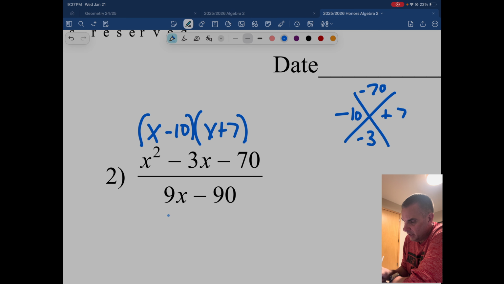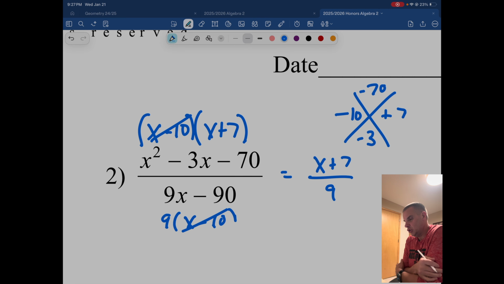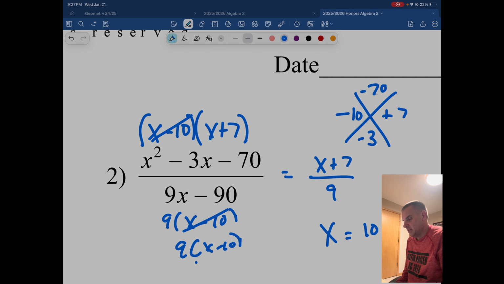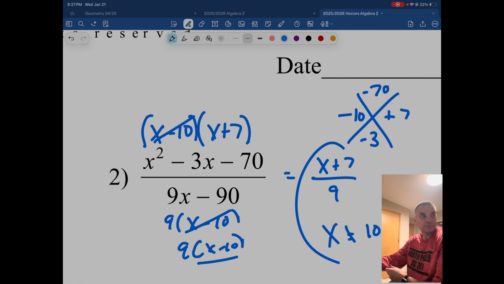Factor the bottom, 9, common factor, x minus 10. x minus 10's cancel out. So we're left with, in the numerator, x plus 7, and the denominator is 9. Our excluded value is kind of scratched out, but x can't equal 10. This was 9 times x minus 10. So what makes that 0? 10. So that's our excluded value. So there are our first 2.